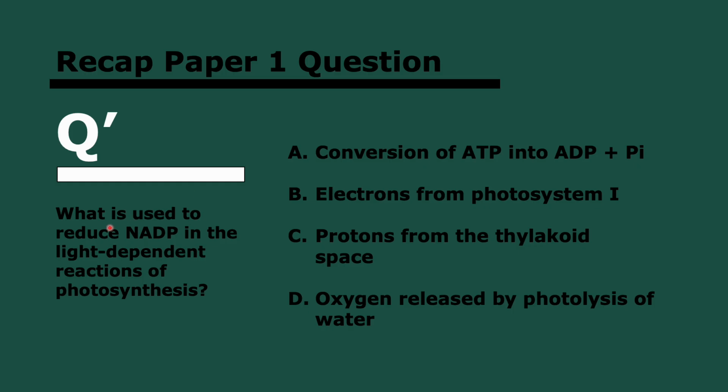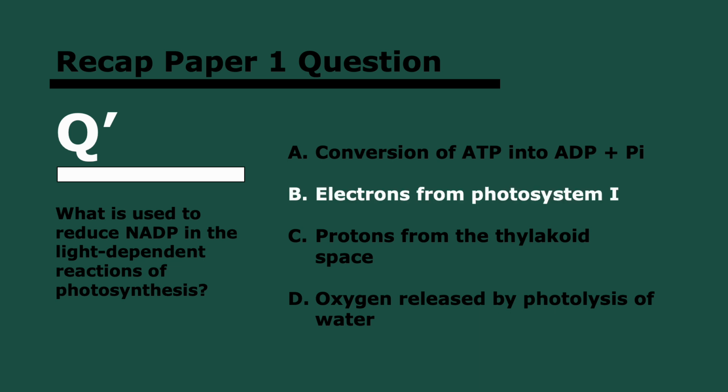So what is used to reduce NADP in the light-dependent reactions of photosynthesis? Okay, in 3, 2, and 1. Okay, it's electrons from photosystem 1. Remember, the electrons go from photosystem 2 all the way to photosystem 1. That's for producing ATP. And then after photosystem 1, they go to NADP reductase, right? And they use those electrons to reduce it, right?